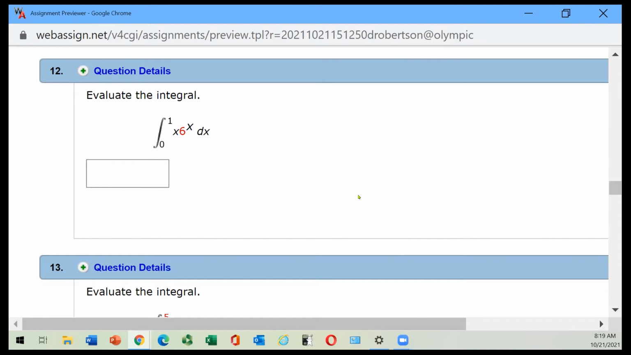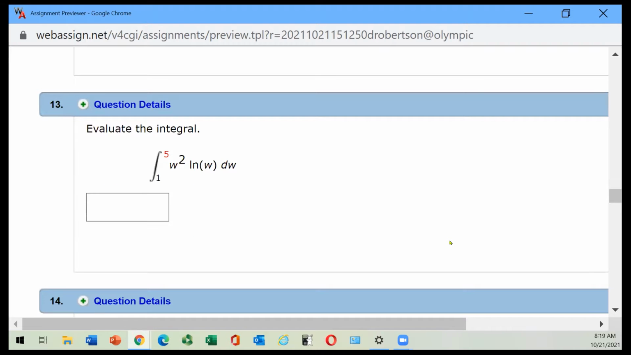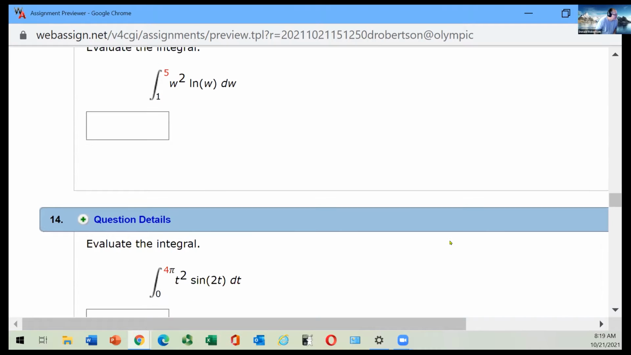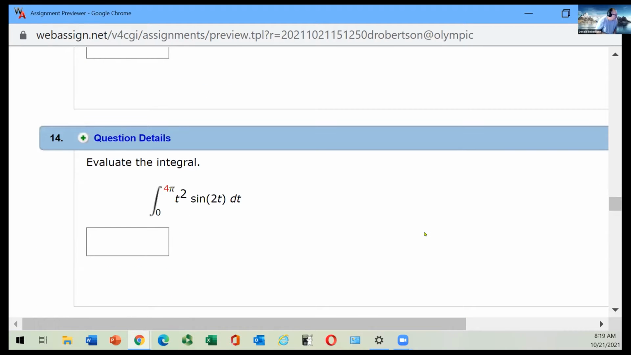X. Yes. 6 to the power of x is ugly, but it can be integrated. It works. What about 13? Don't worry about the integral from 1 to 5 part. Just who would f of x be in 13? Log. Yeah. What about 14?